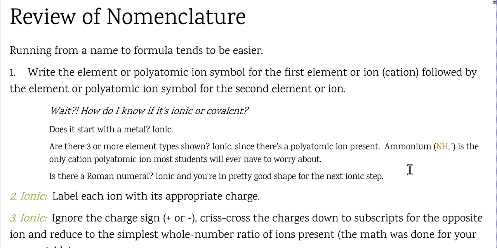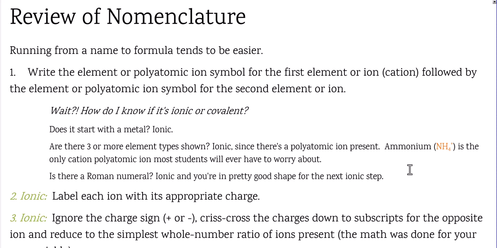Now for this, you're going to have to know if it is ionic or covalent. And so a lot of people ask, how do I know? Practice, lots of practice. But here's the thing, ask yourself a few simple questions. Does it start with a metal? If so, it's ionic. Are there 3 or more element types shown? If so, it's ionic, since there's a polyatomic ion present. And unless it starts with NH4, you're going to start with a metal still. So that first question would still kick in.